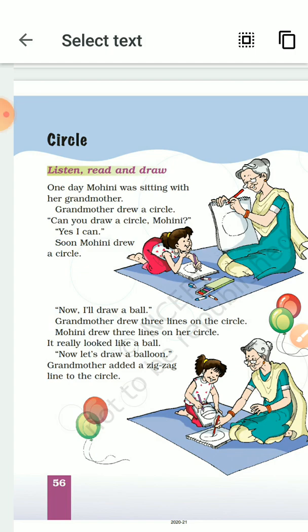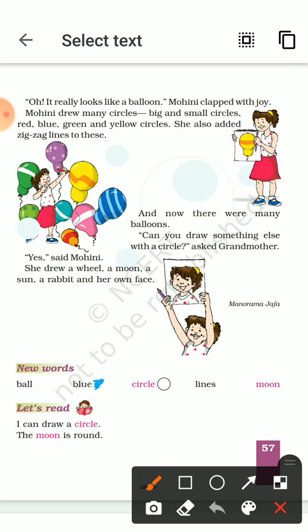We have already read this chapter named Circle. Today we are going to do its question and answers. Let's start. Let's read. I can draw a circle. The moon is round.